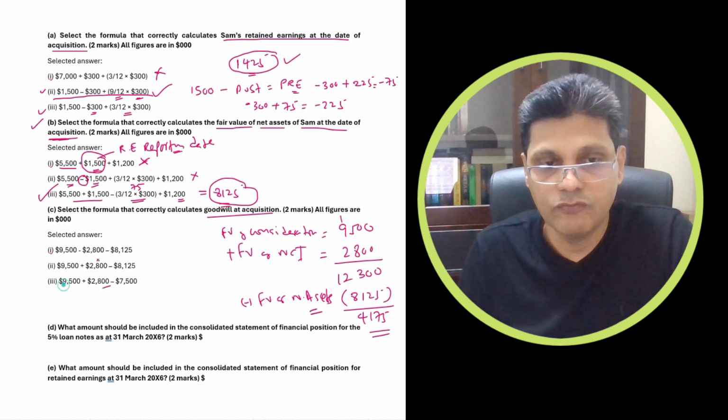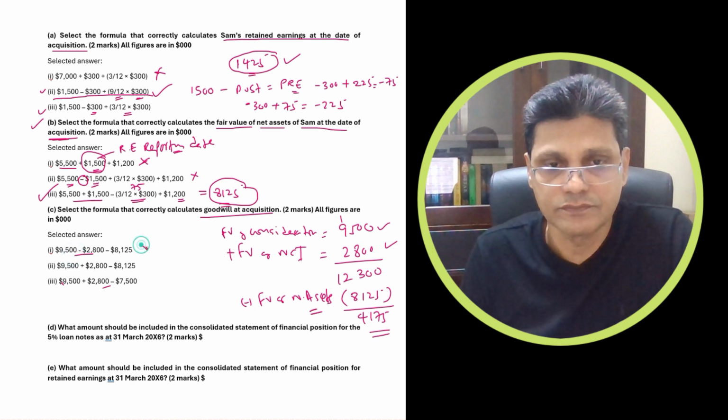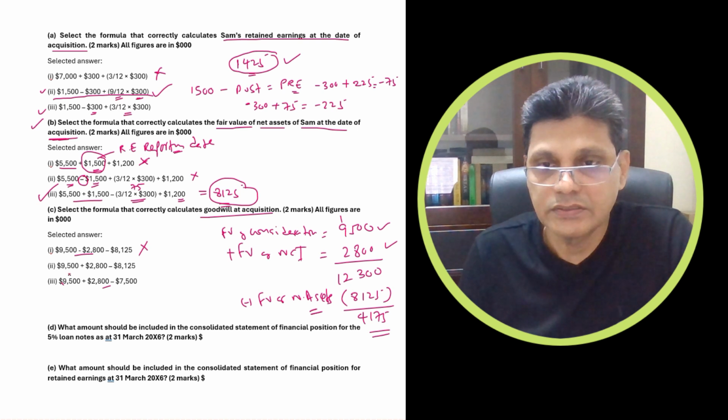You are given three formulas. You need to choose the correct one to calculate the goodwill at acquisition. So basically what you need to do, fair value consideration 9.5 million plus 2.8 million. So I think the first answer is not correct. And out of second and third, we need to see how much is the fair value consideration paid. Then 2.8 million is the fair value of non-controlling interest, and the total net assets 8.125. Okay, so therefore the correct answer is the second one.